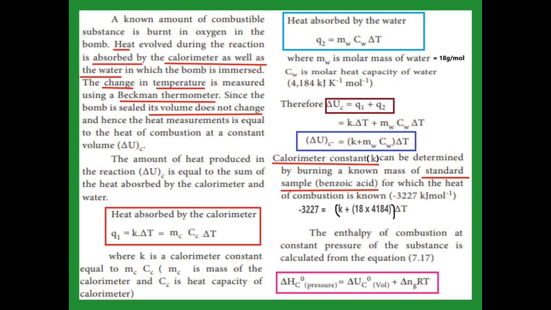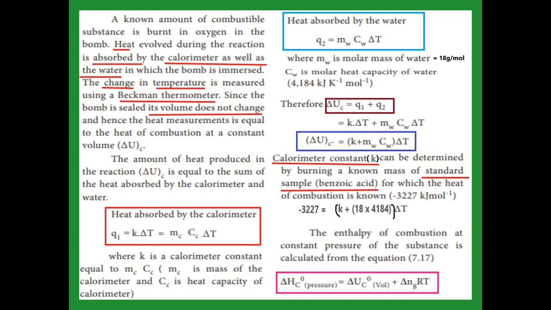In this bomb calorimeter, the heat is evolved during the combustion process. The heat is absorbed by the calorimeter and also by the water. The change in temperature we can measure with the help of a Beckmann thermometer. During this combustion process, the volume does not change. So the heat measurement we are getting is equal to delta UC, that is heat of combustion at constant volume. Symbol is delta UC. The delta UC we can get by Q1 plus Q2.